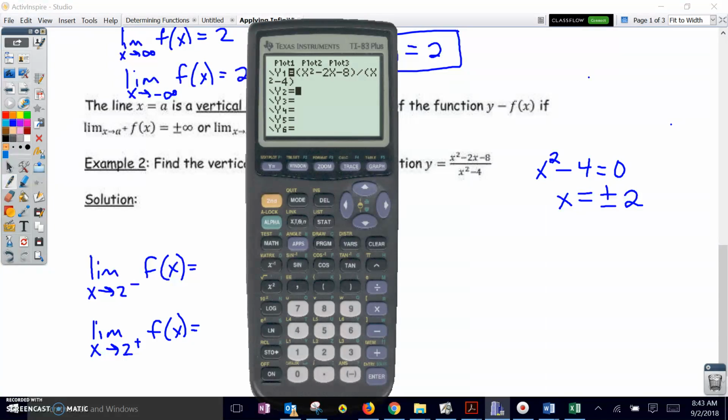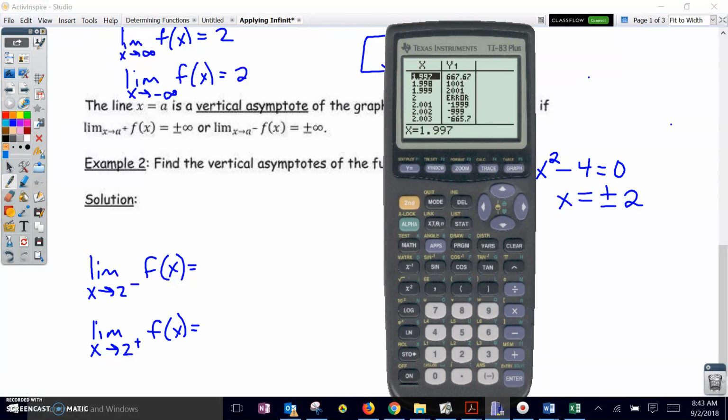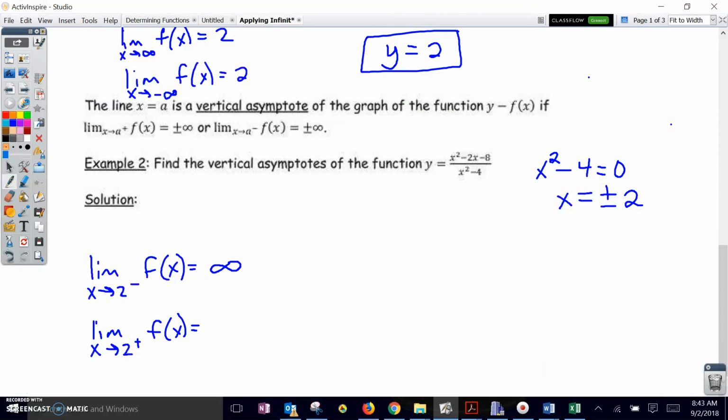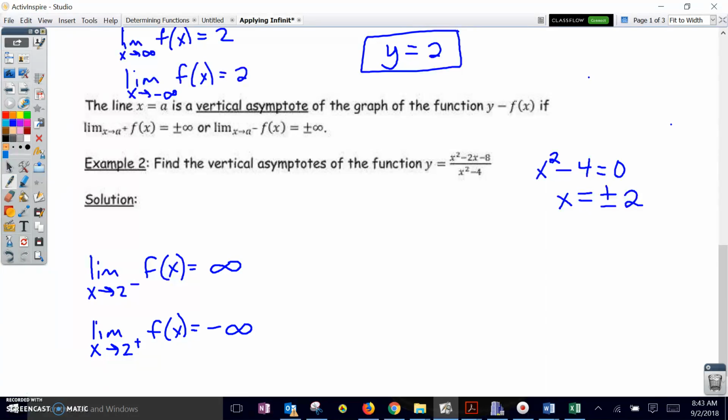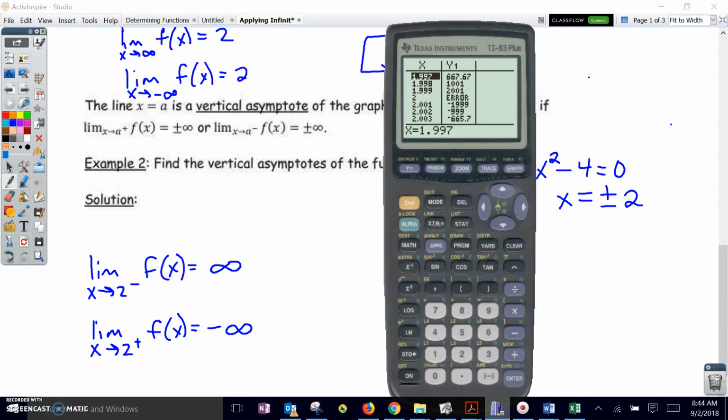And there we go. And now I'm going to set up my table to be automatic instead of an ask. And I'm finding the limit around 2, so I'm just going to have it start at 2, and I'll scroll the table around to get the values that I want. And we see, as it's approaching from the left, the numbers get to be larger and larger positive values, so that limit is going to be positive infinity. And as we approach from the right, it's bigger and bigger negative values, so that approaches negative infinity. So indeed, that tells us we are going to have a vertical asymptote at x equals 2.